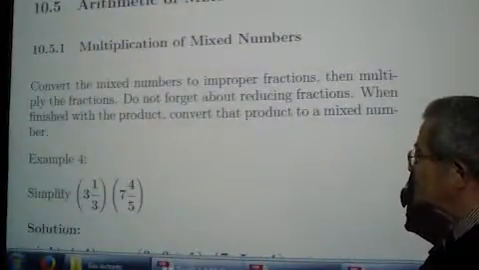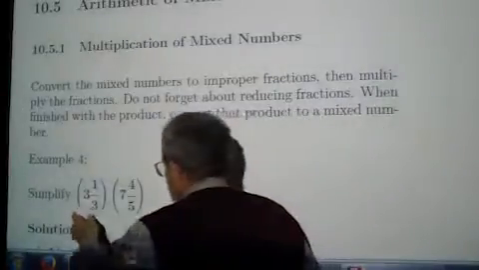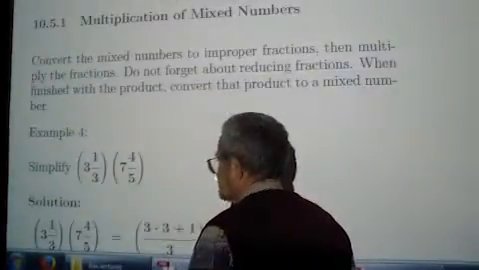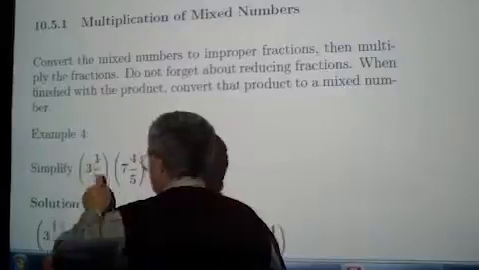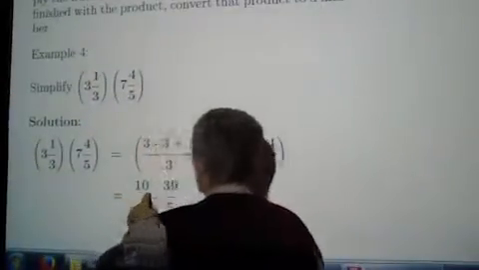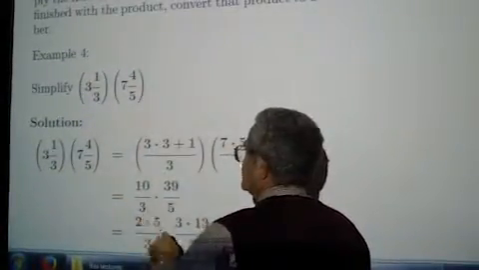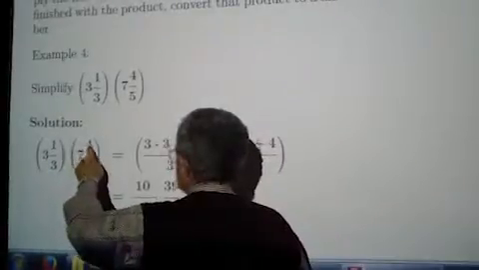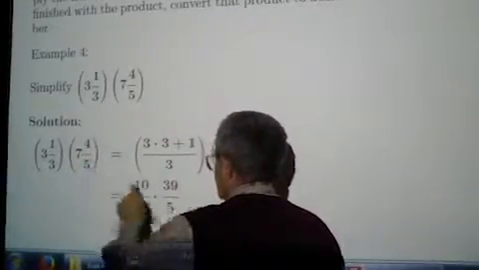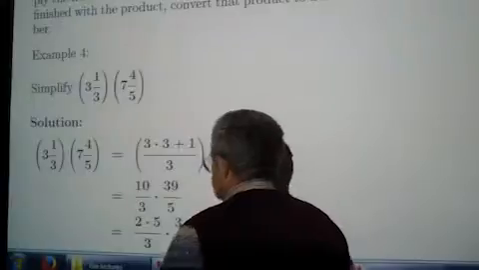Multiplication of mixed numbers. You want to convert the mixed numbers to improper fractions first. 3 times 3, 9, plus 1, 10. So 10 over 3. 5 times 7, 35, plus 4, 39. 39 over 5. You multiply the two.